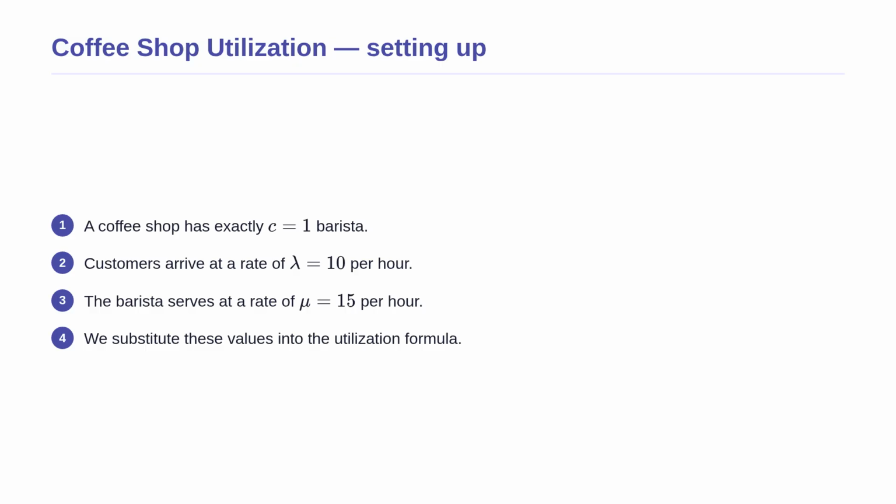Since arrivals and service times are random and there is one server, this is an M/M/1 queuing system. We will set up our calculation using the arrival rate of 10 and the service rate of 15.